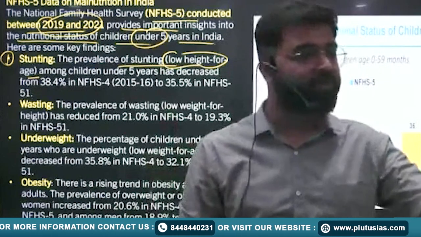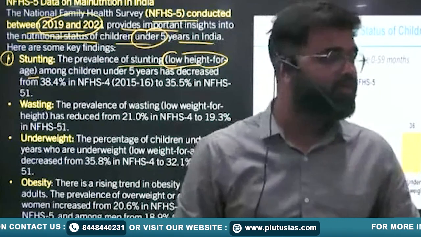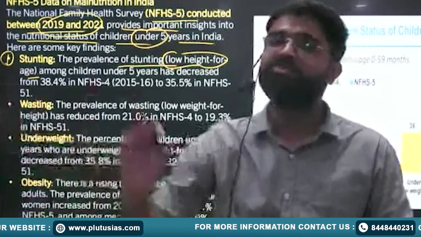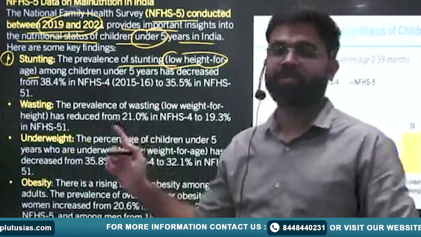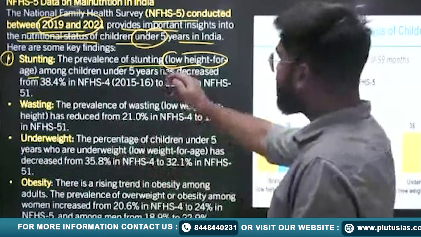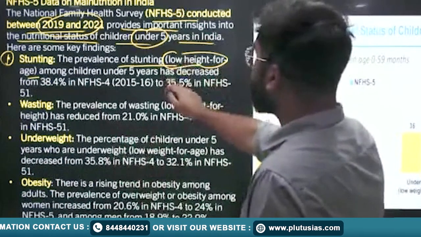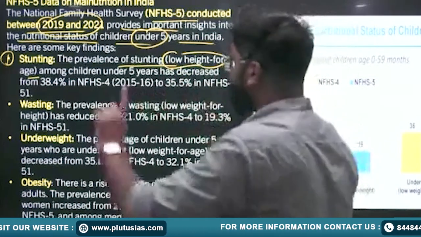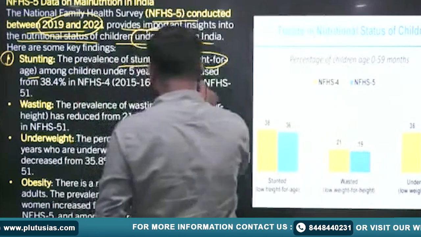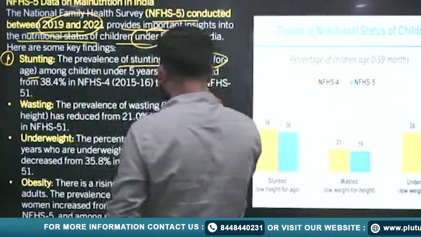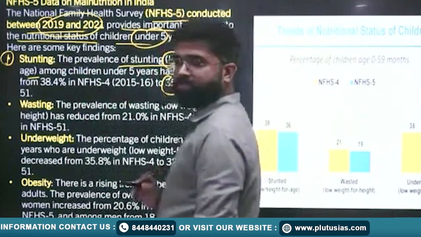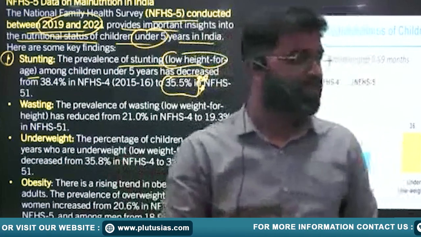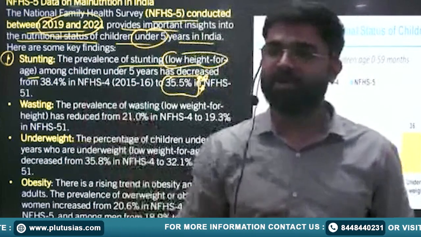That weight management can be done. Yes or no? So the situation of wasting can be improved in the later stage of life as well. But the stunting problem cannot be improved. Yes. So first thing is stunting. Low height for age among children under 5 has decreased from 38% to 35%, which means abhi bhi kitna hai? Stunting rate in India is 35%. Zyada hai? Yes. More than one third of our children are stunted.